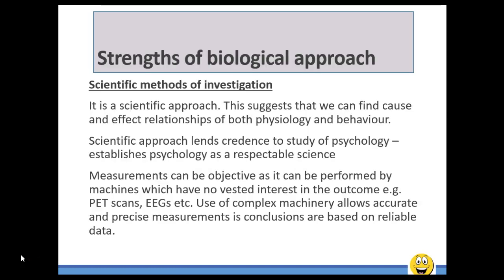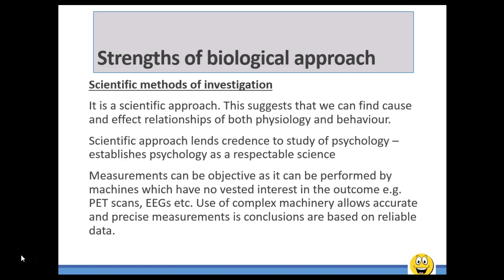Let's evaluate the biological approach. Strengths of the approach. The biological approach is very based in scientific methodology. It suggests that we can find causes and effects and relationships of both physiology and behaviour. Scientific approach lends credence to the study of psychology and helps to establish psychology as a respectable science.